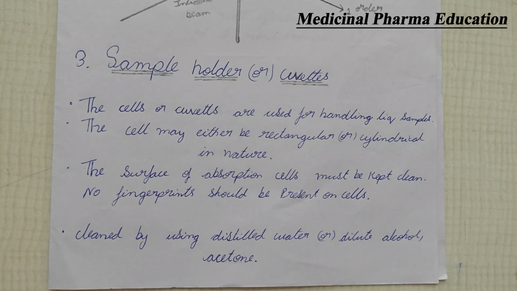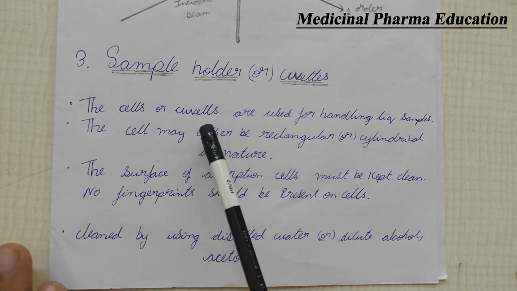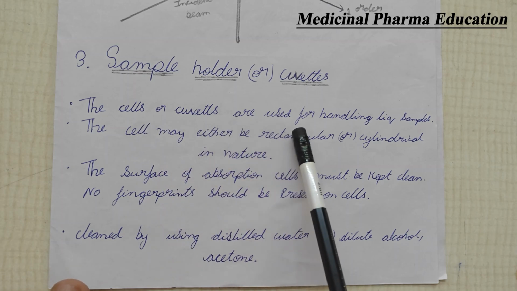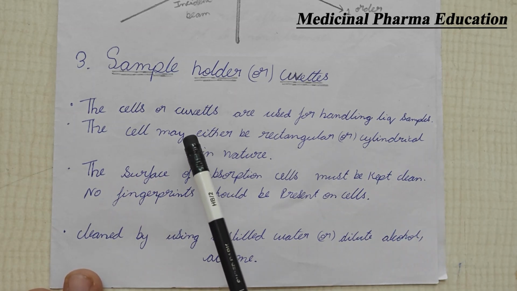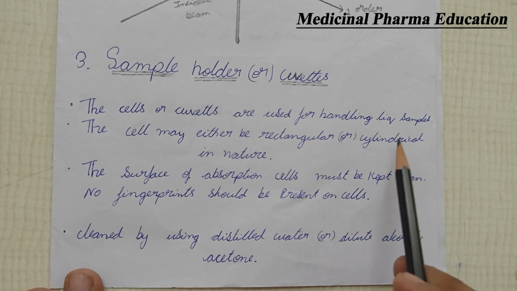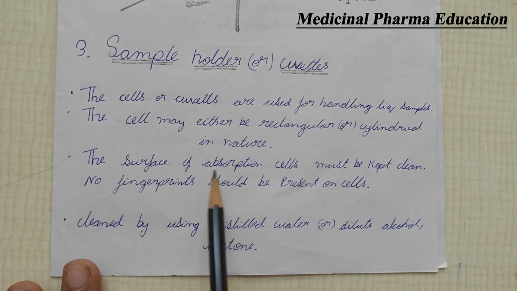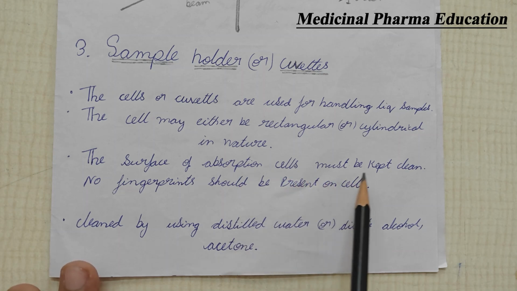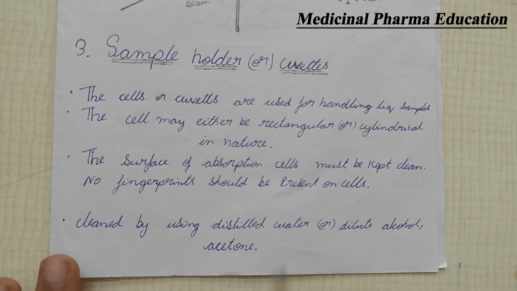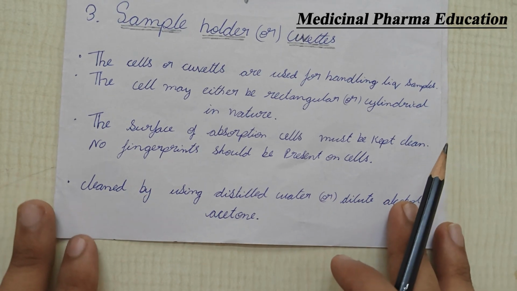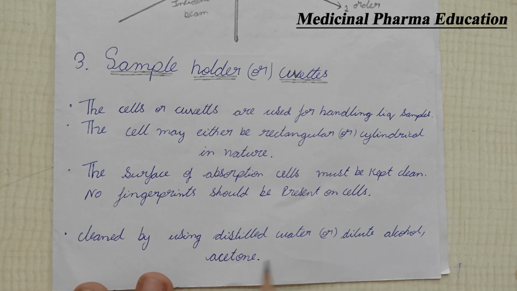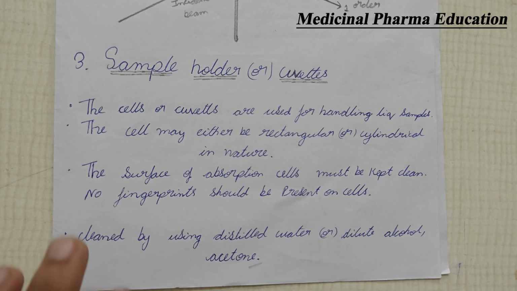We'll start with the cell, or the cuvette. It is also called cells. Cells or cuvettes are used for handling liquid samples, only liquid samples. The cell may be either rectangular or cylindrical in nature. The surface of absorption cells must be kept clean. There should be no fingerprints or any dust particles on the cells. If there are any fingerprints, you should use diluted alcohol or acetone for the cleaning of the cuvette. This is the basic concept of the cuvette.